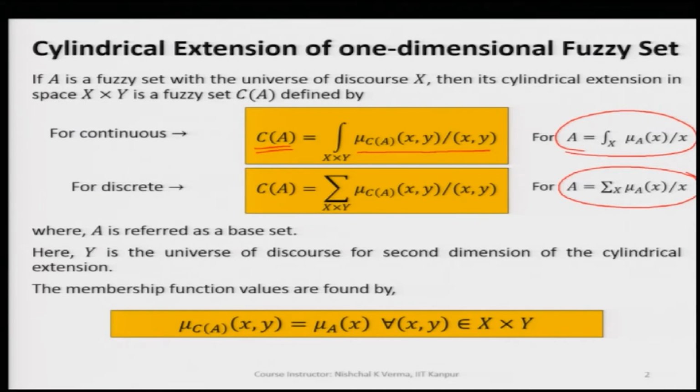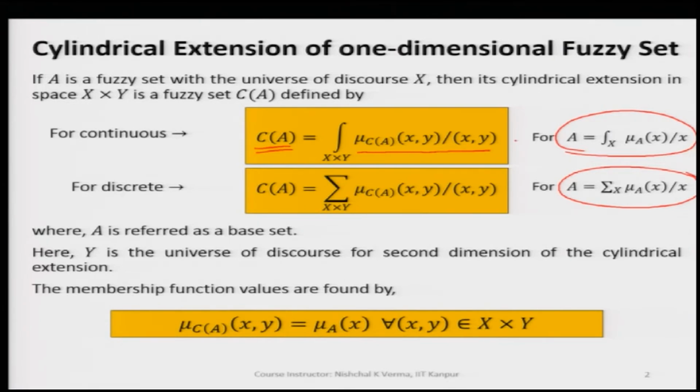The original fuzzy set that was taken here is A, defined in the universe of discourse X. When we take the cylindrical extension of A, we have added one more universe of discourse, that is Y. In other words, we have added one more generic variable Y. So, the universe of discourse becomes capital X cross capital Y, and since this is a continuous fuzzy set, we represent it with the integral sign, and the membership values are mu C of A of x comma y, corresponding to x comma y points in the universe of discourse X cross Y.